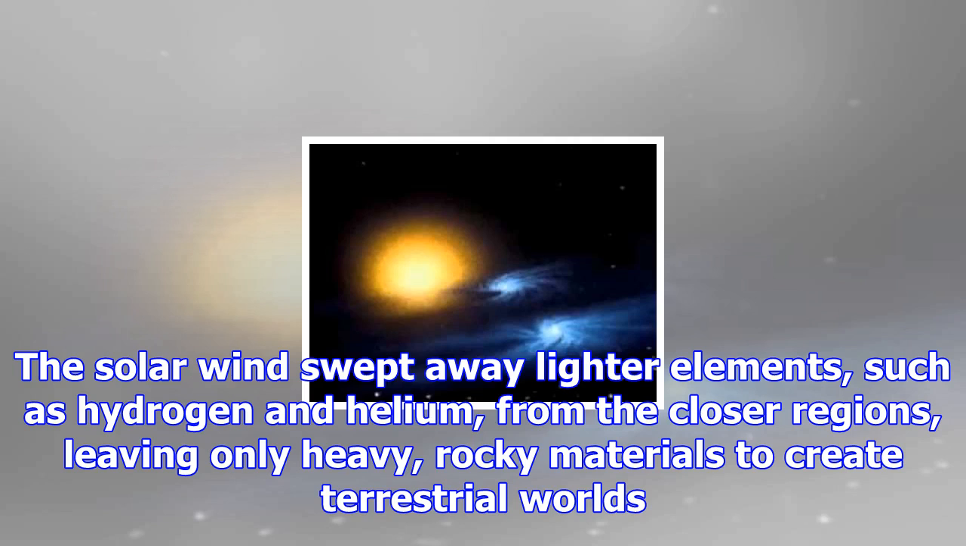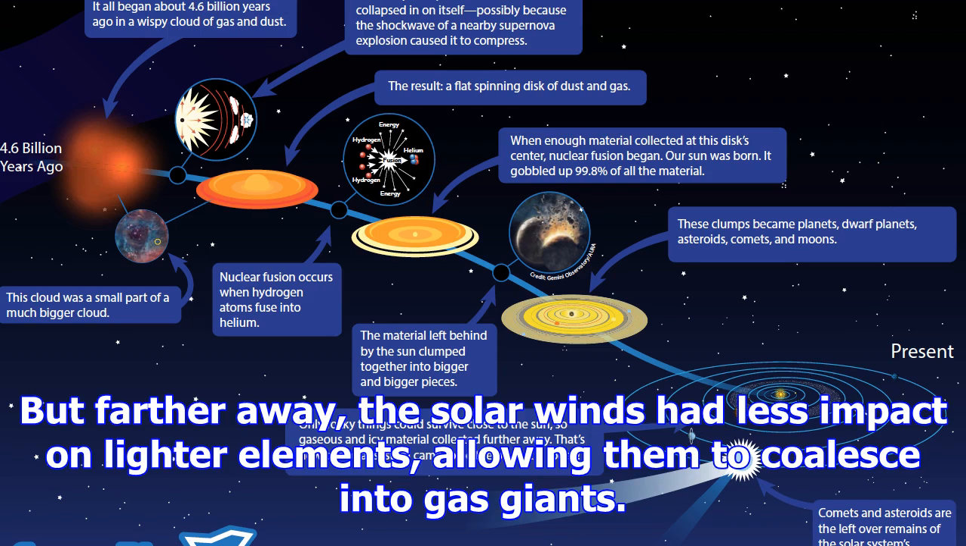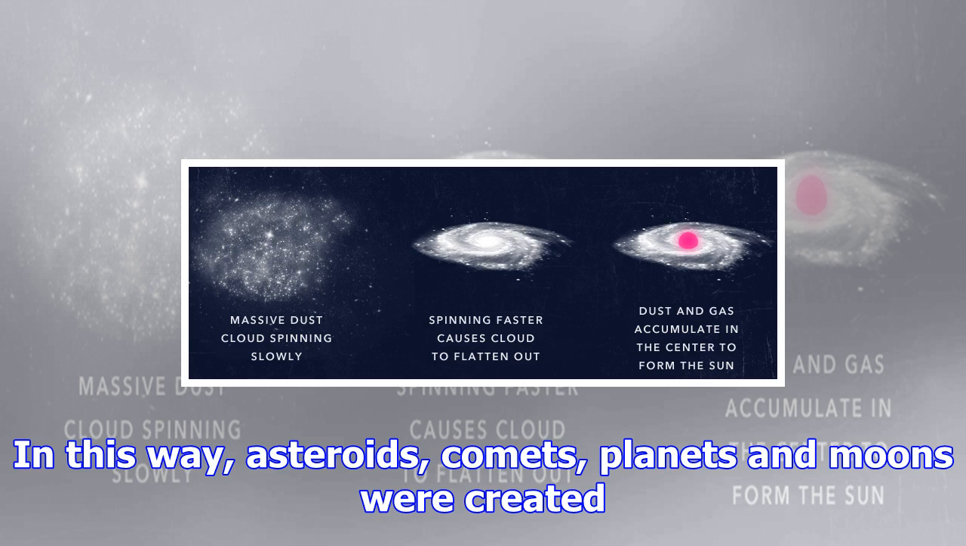The solar wind swept away lighter elements, such as hydrogen and helium, from the closer regions, leaving only heavy, rocky materials to create terrestrial worlds. But farther away, the solar winds had less impact on lighter elements, allowing them to coalesce into gas giants. In this way, asteroids, comets, planets and moons were created.